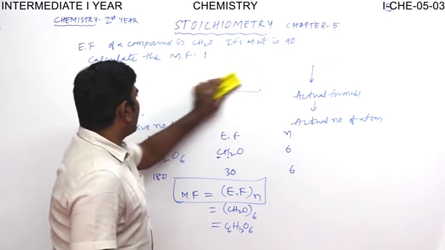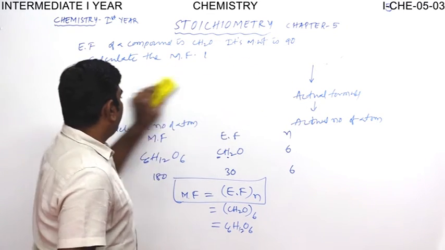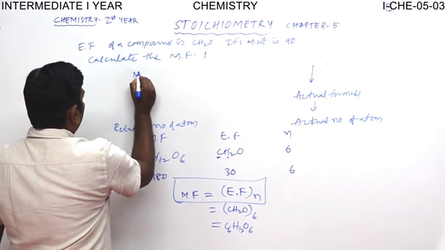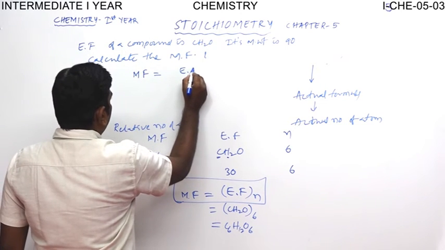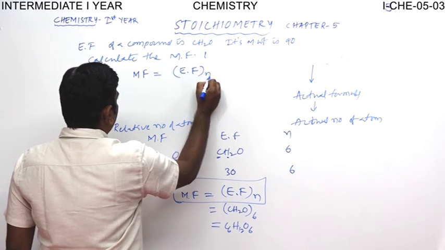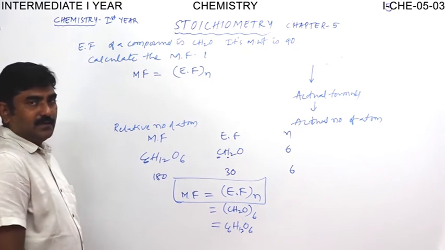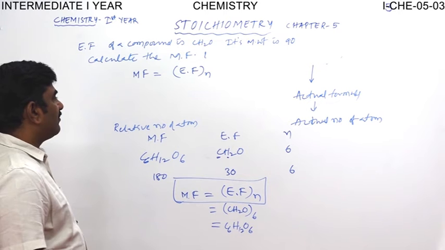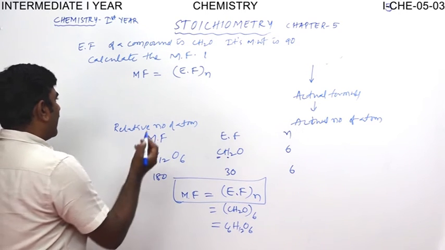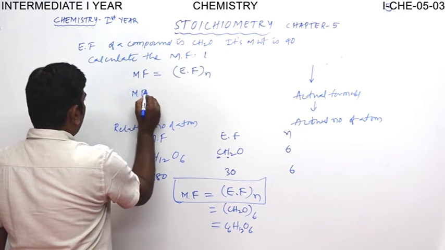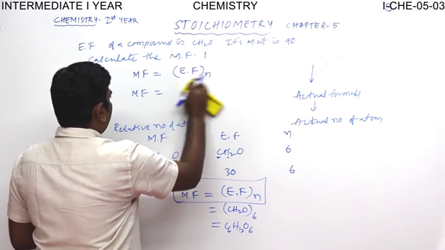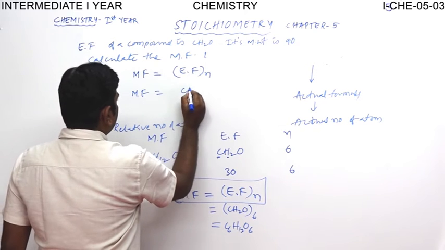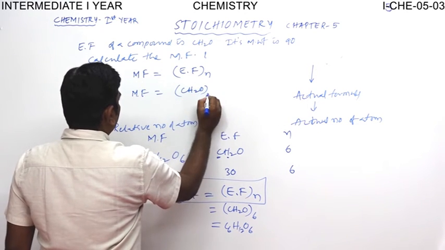So, to write the molecular formula, what is the principle? Molecular formula is equal to empirical formula taken N. What is the empirical formula? What is given? CH2O taken N.